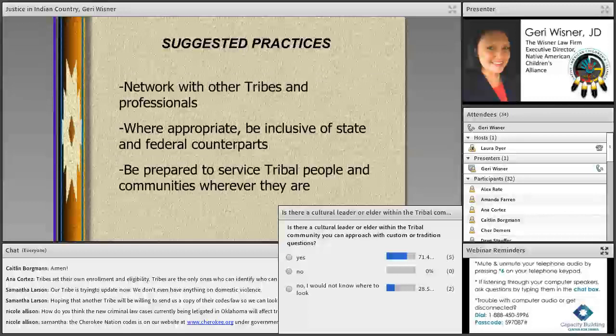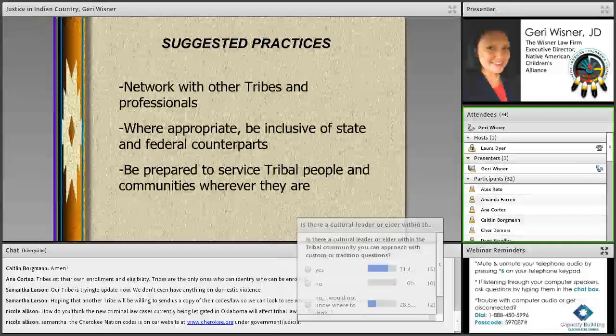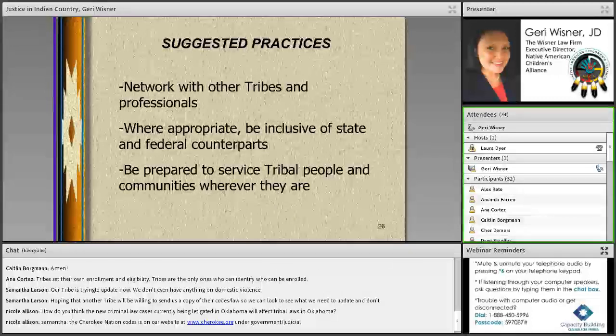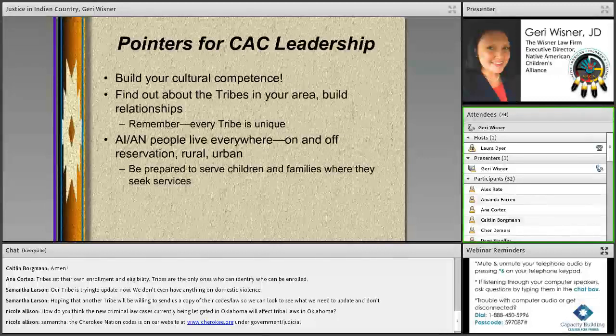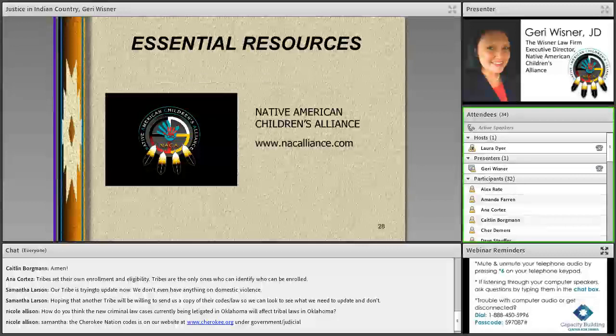Okay. And be prepared. Another suggested practice, ask. Ask other tribes, what are they doing? I think I see another here where there's a recommended, the Cherokee Nation Code is under there. Take a look at them. How are they including these? Where appropriate, if you have ceremonies, if you have a dinner or something, be inclusive of state and federal partners if you feel that that is appropriate. And be prepared to serve tribal people wherever they are.